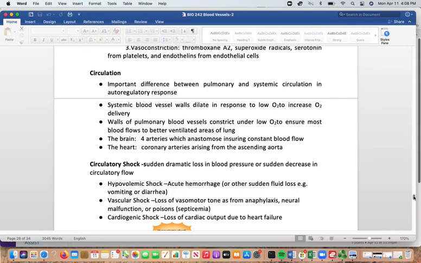So when we look at the circulation, there's an important difference between the pulmonary and systemic circulation when we look at the autoregulatory response. Your systemic blood vessel walls are going to dilate in response to low oxygen. Their goal is to increase the oxygen delivery. The walls of the pulmonary blood vessels are going to constrict under low oxygen. This is to ensure the blood flows better to the ventilated areas of the lung. With the circulation to the brain, we've got 4 arteries that have anastomoses. These anastomoses are really important to help ensure that we've got constant blood flow to the various areas of the brain. In the heart, you've got the coronary arteries that are going to come off of the ascending aorta.